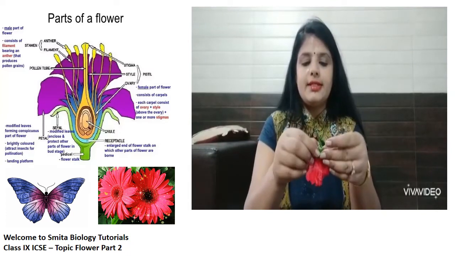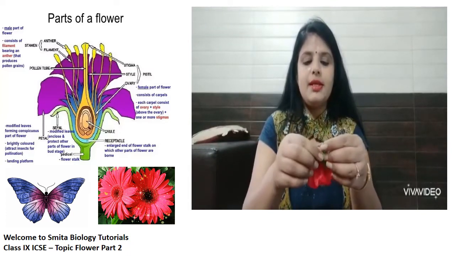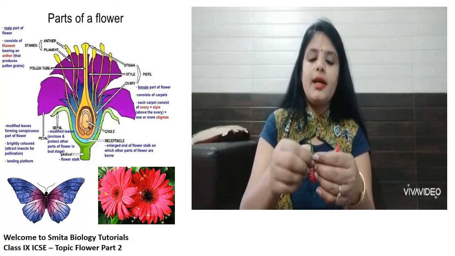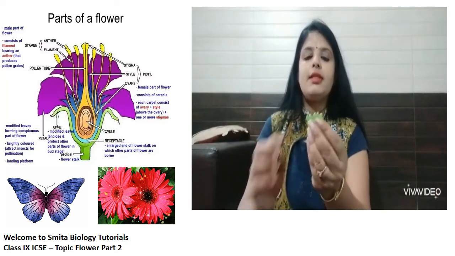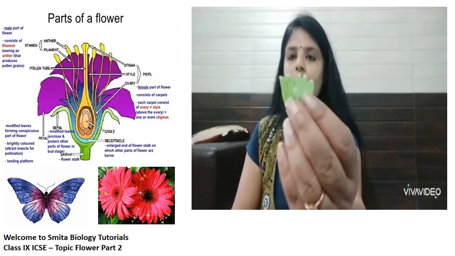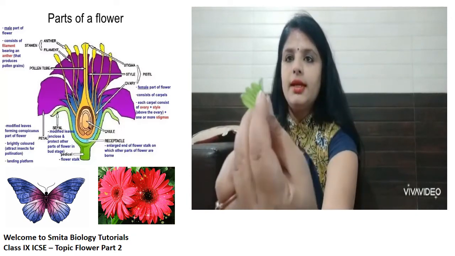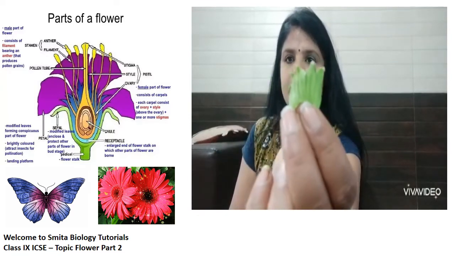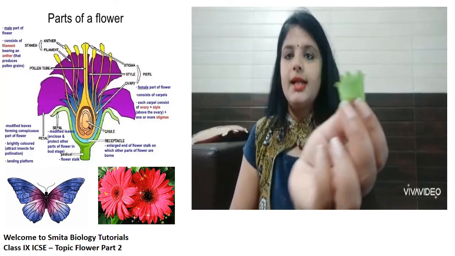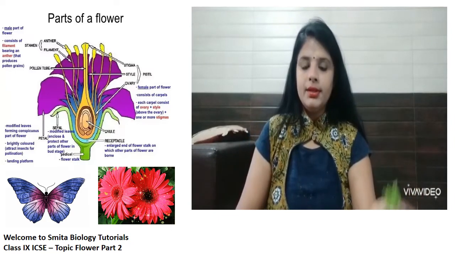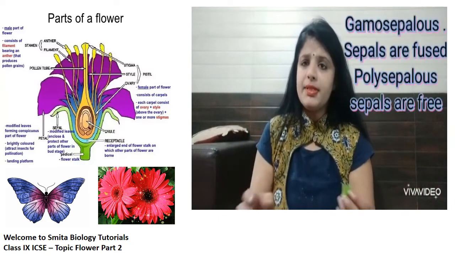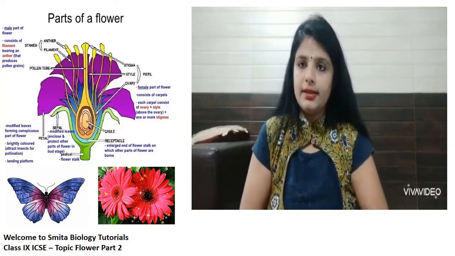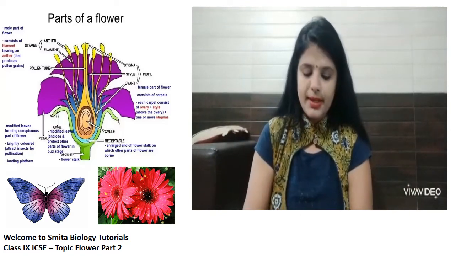Yesterday we discussed there are 2 kinds of sepals. One condition is polysepalous and one condition is gamosepalous. If all the sepals are fused, you can see in this one there are 5 sepals and they all are fused, and this condition is called gamosepalous. If sepals are free, you can separate them. It means they are in the condition of polysepalous.